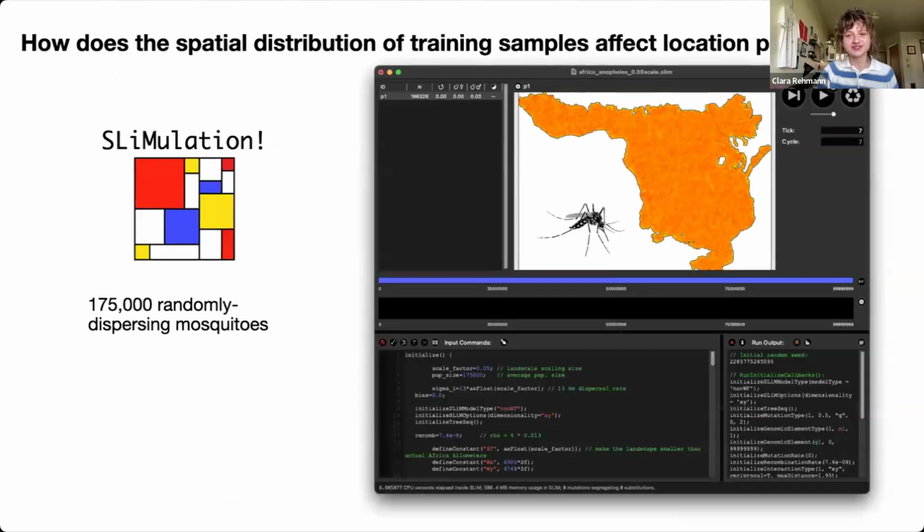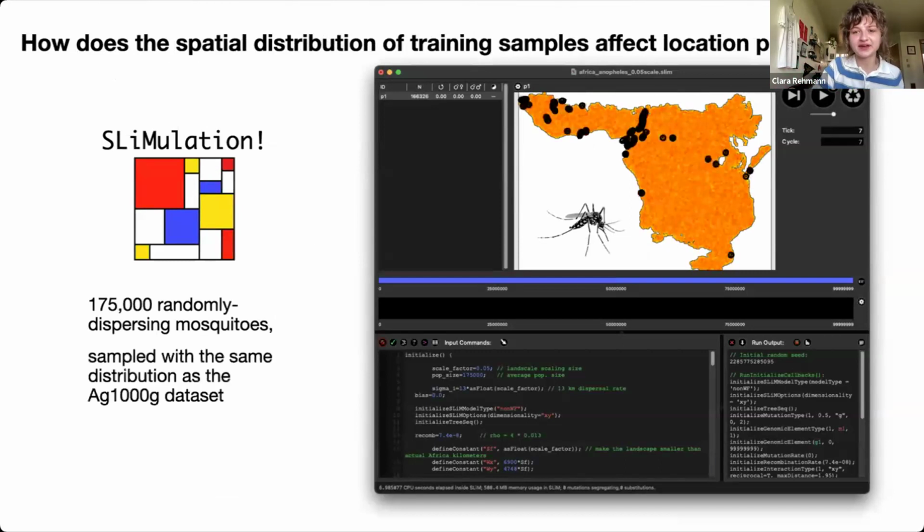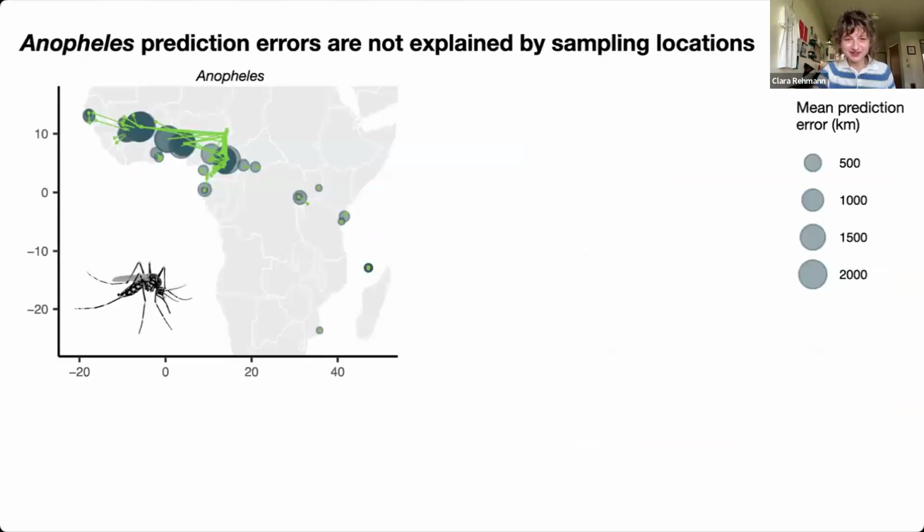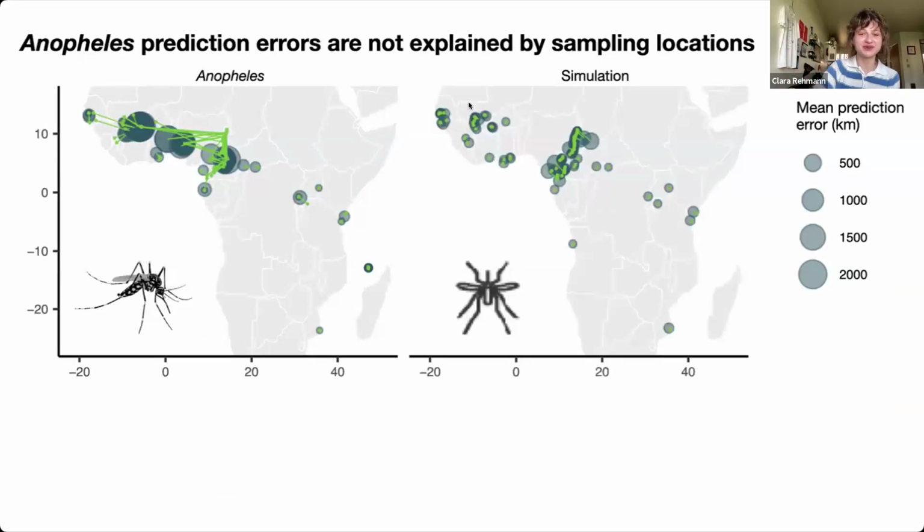I first simulated a very rough approximation of Anopheles randomly dispersing across their range. And the key here is that they're randomly dispersing, so the degree of population structure should be smooth across the landscape. I sampled these with the same distribution as the real data set and applied the same Locator method. Here are those empirical predictions again, and then the simulated ones.